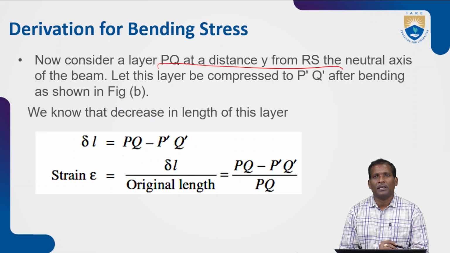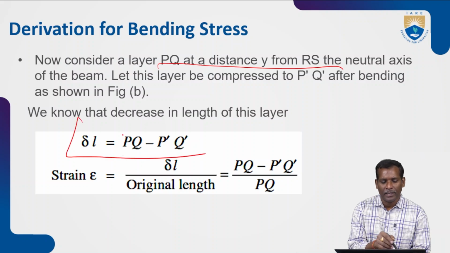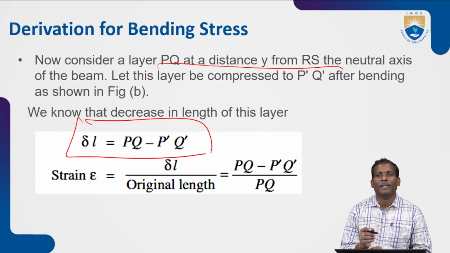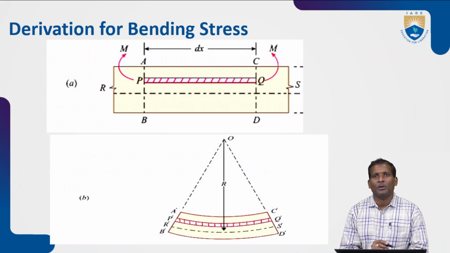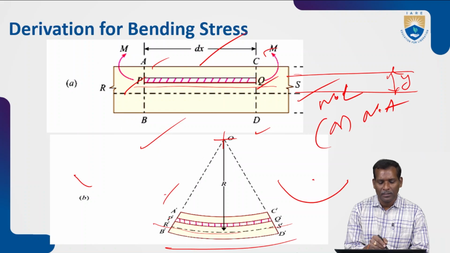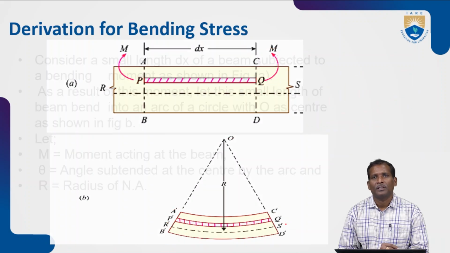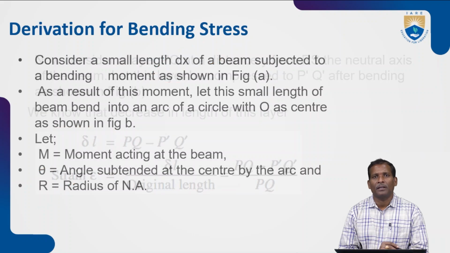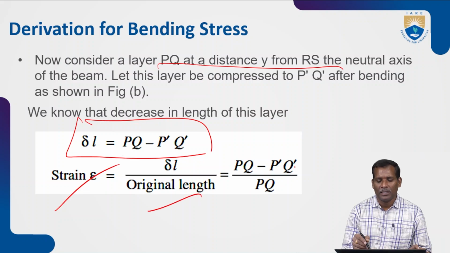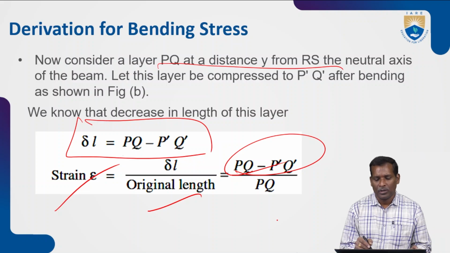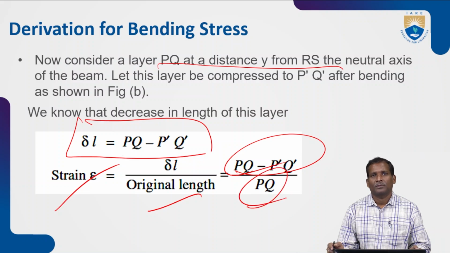So you know the decrease in length of the layer. What is the deformation that occurred in the layer? Delta L is PQ minus P dash Q dash. Previously the layer is PQ before bending, and after that P dash Q dash, so there is some change in length. That is delta L. Now you can calculate the strain: delta L by the original length. So the change in length is PQ minus P dash Q dash, by the original length PQ. Clear?